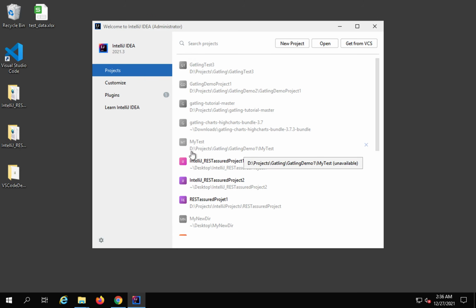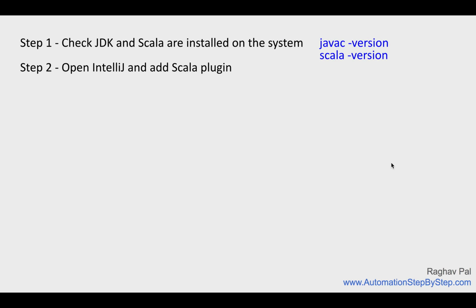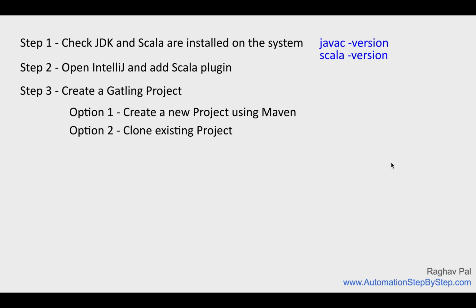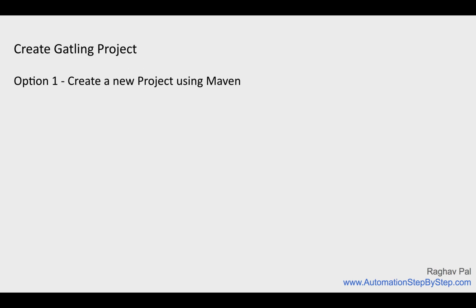So this is done. And now step number 3 is we will create a Gatling project. Now there are two options to create a Gatling project. You can create a new project using Maven or you can clone an existing project. We will see both these ways. Let us first check option number 1, that is create a new project using Maven.